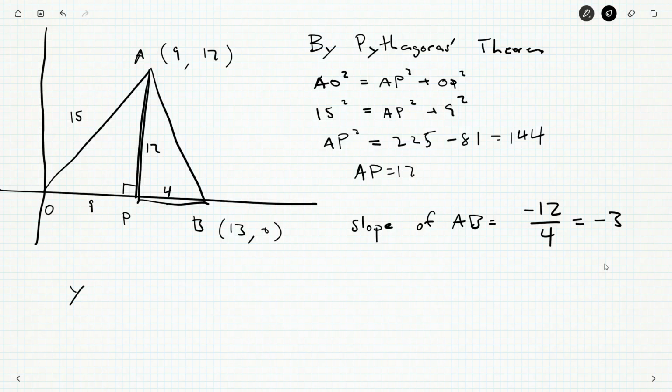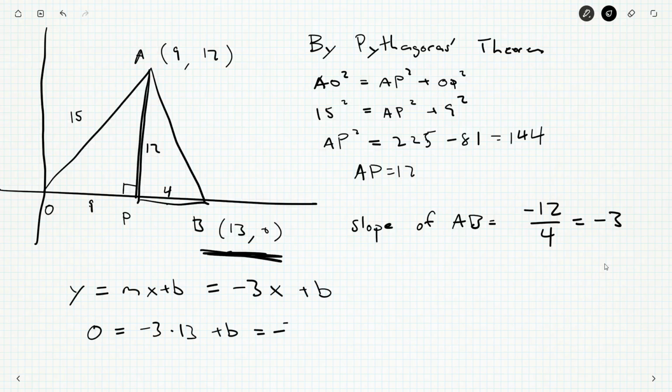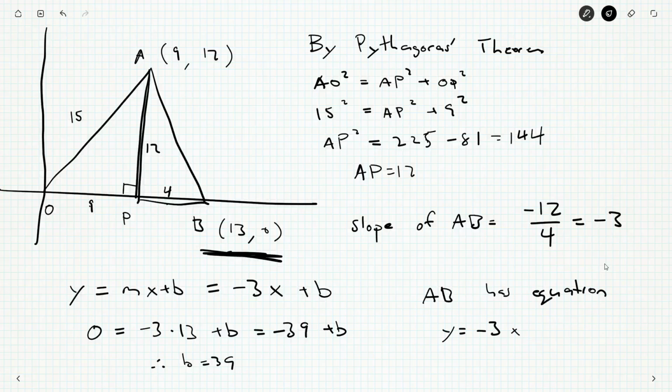Okay, so we'll let the equation be y equals mx plus b. So that's negative 3x plus b. To finish the question off, I just need to know what this b value is. Well, I know, for example, that 13, 0 is a point on the line. So 0 is negative 3 times 13 plus b. That's negative 39 plus b. We see pretty quickly b is going to be 39. So AB, and we'll sum it up for them, has equation y equals negative 3x plus 39. Okay. So that's going to be our final answer.